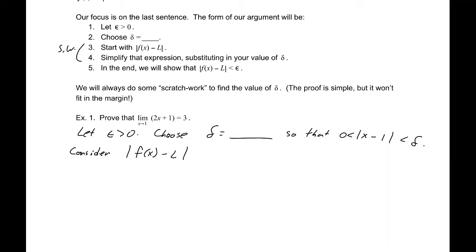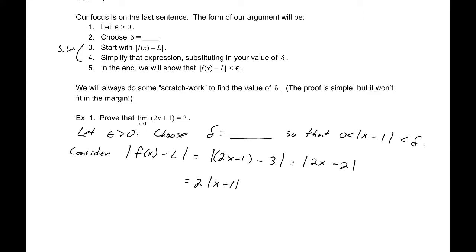Now, from here on, it's going to look a lot like what our scratch work would be. Okay, so I'm just going to go ahead and include it in here instead of using several pages for this. My scratch work is actually going to be contained in this. So if I take the absolute value of f of x minus L, well, my function here is 2x plus 1. My limit that I'm proposing is 3. So if we manipulate that a little, that'll be 2x minus 2. Now I want to get the absolute value of x minus 1, so what I will do here is factor out a 2.